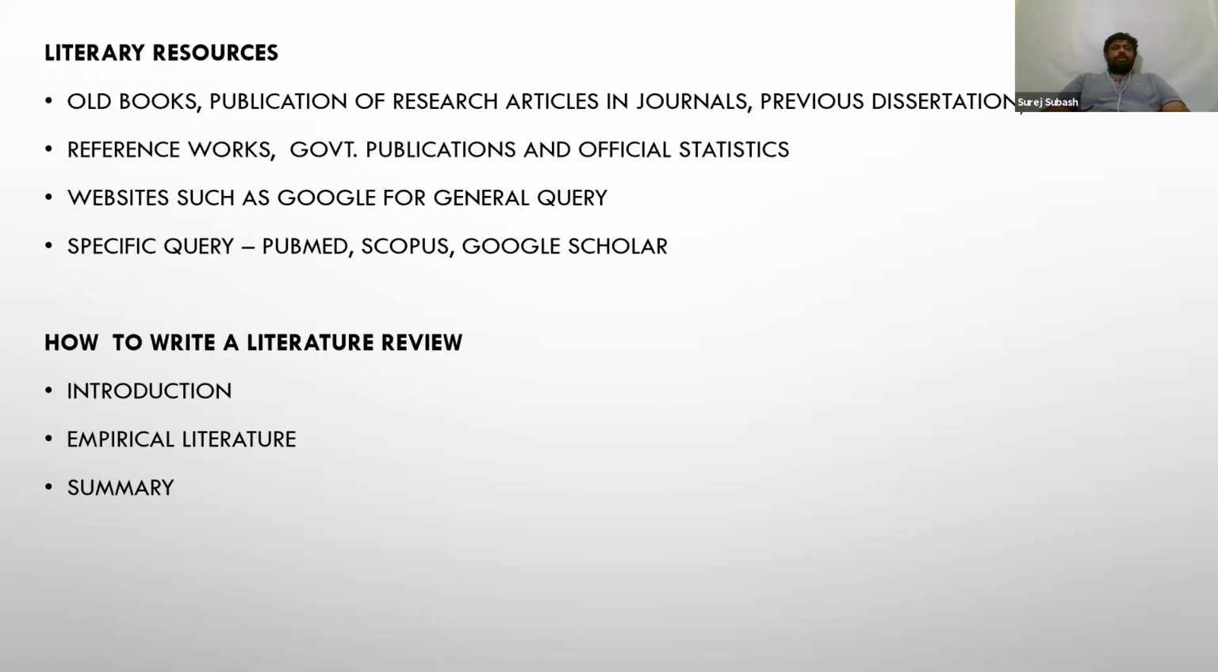Now, how do we go about the literature review? There are a lot of literary resources. You can go through old books, publications of research articles or journals, previous dissertations or theses, reference works, government publications or official statistics, and websites such as Google for general queries. And if it is for specific queries, you can go for PubMed, Scopus or Google Scholar. So these are the different methods by which a person can do a literature review.